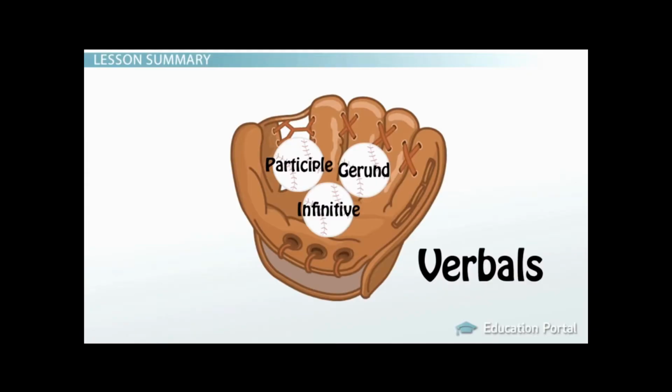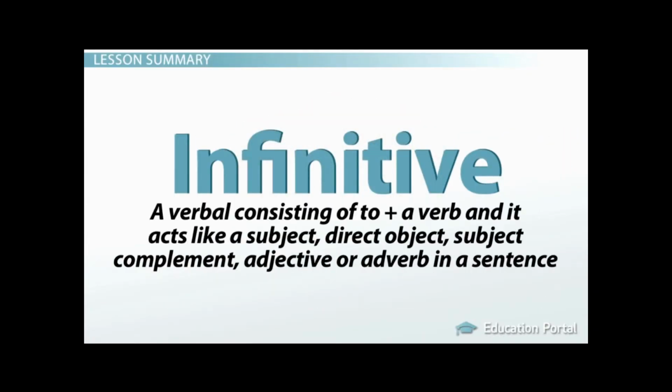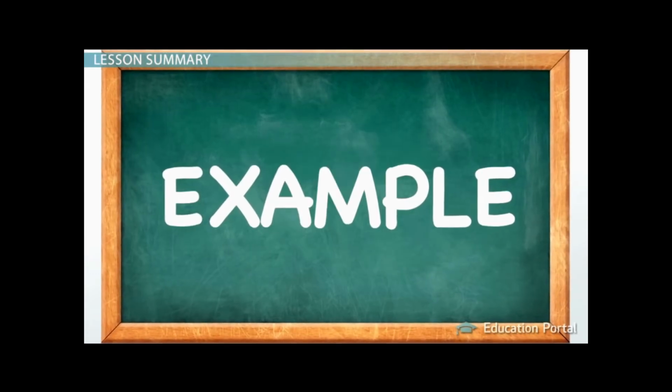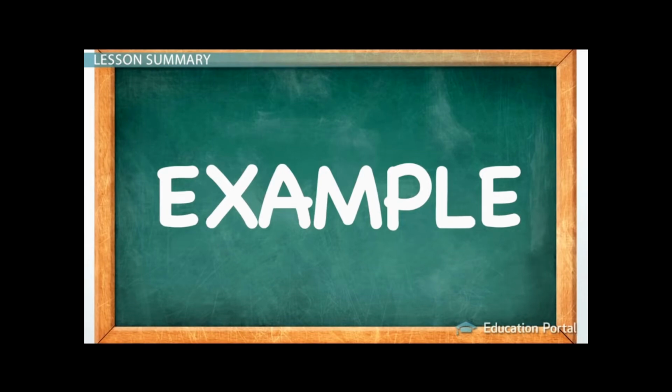Okay, time to review. A verbal is a verb that acts like different parts of speech. Infinitives, gerunds, and participles are all types of verbals. An infinitive is a verbal consisting of to plus a verb, and it acts like a subject, direct object, subject complement, adjective, or adverb in a sentence. Let's test your knowledge by going through a couple of sentences to see if we can identify the infinitive and say whether it is used as a subject, direct object, subject complement, adjective, or adverb.